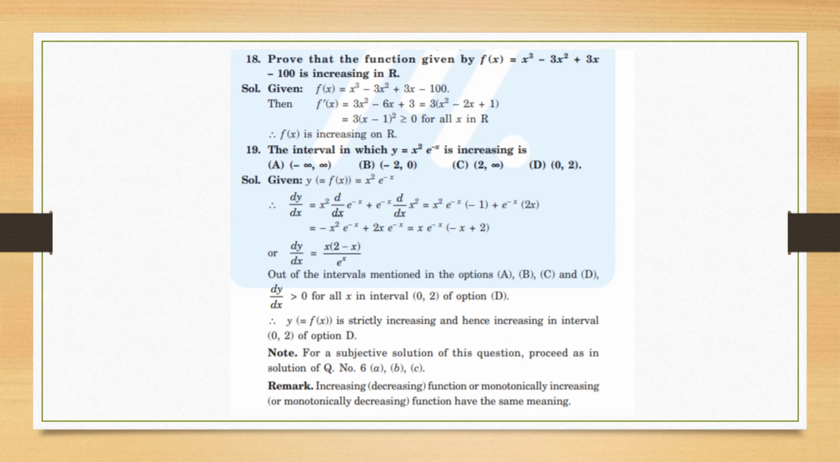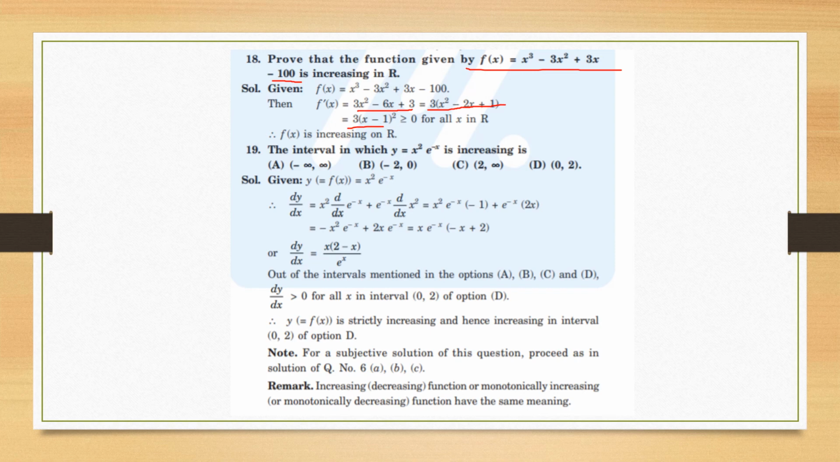Number 18: prove that the function given by f(x) equal to x cube minus 3x square plus 3x minus 100 is increasing on R. So we will check the derivative. It is 3 times x square minus 6x plus 3. Take 3 common and it is a perfect square, like 3 times (x minus 1) whole square greater than or equal to 0.